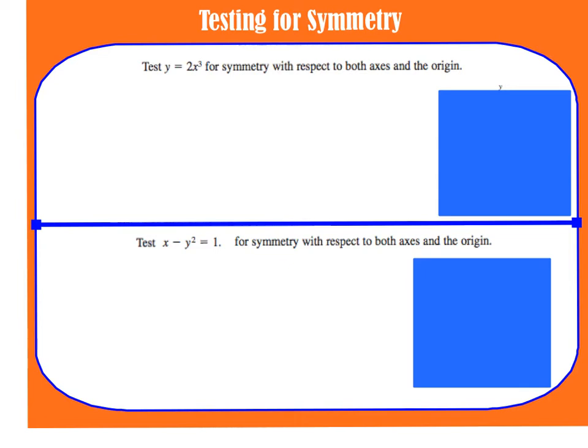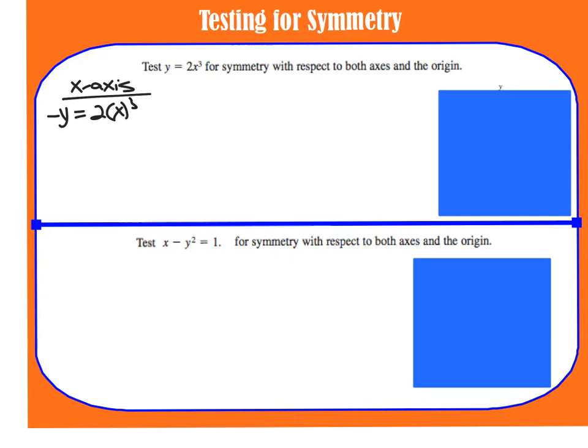So here's one. I have y equals 2x cubed, and I need to figure out if it's symmetric to the x-axis, the y-axis, or origin symmetry. So let's just test the x-axis first. Let's go in order. If I need to test for x-axis symmetry, what do I change? I change it to negative y. So now I end up having negative y is equal to 2 times x cubed. Now, I want to solve for y. I want to see if it looks like the original.